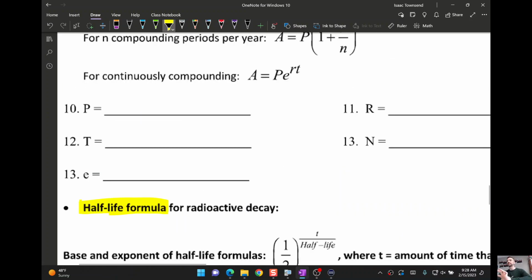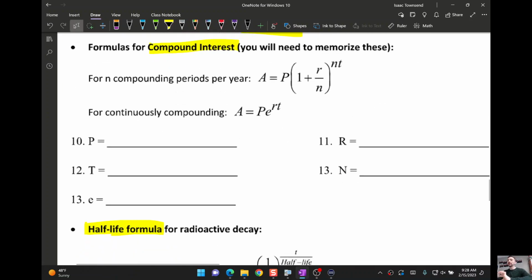So for the compound interest formulas, you do have to memorize these 2 and when to use them. The PERT formula is if you compound continuously.